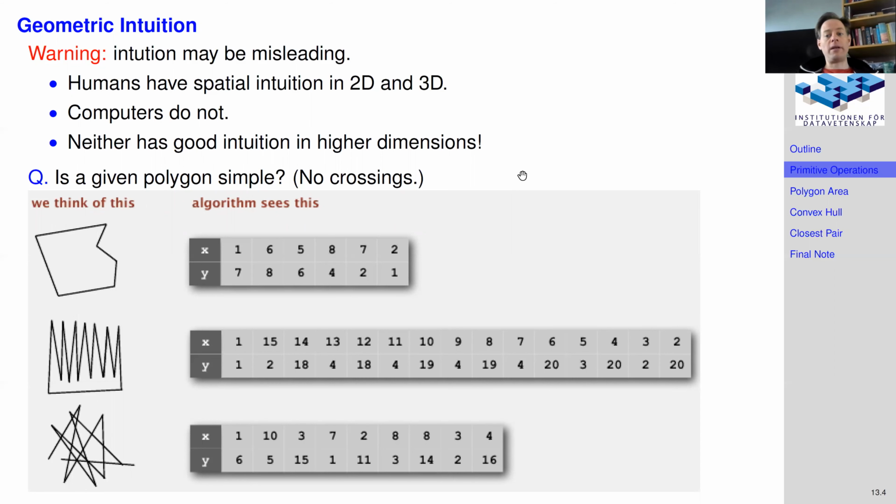But if we, from the computer perspective, just look at the sequence of x and y values, this is of course much harder. So I think it's important to note that the human intuition we have related to geometry does not apply to computers. And of course, when we come to higher dimensions, we also lose our intuitions. Trying to visualize a 10-dimensional space is extremely hard.